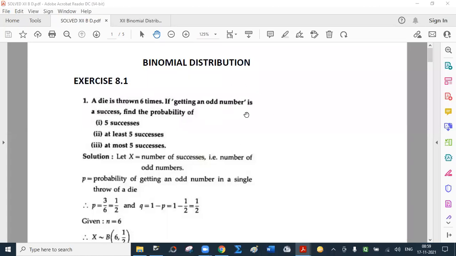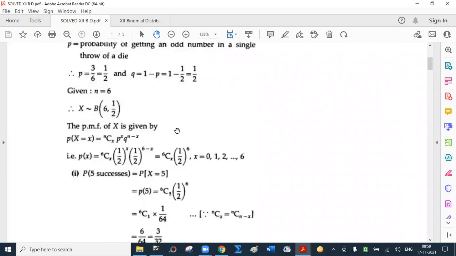Now, first one, exercise 8.1. A die is thrown 6 times. If getting an odd number is a success, find the probability of 5 successes, at least 5 successes, at the most 5 successes. See, they have defined success as what? Getting an odd number. So, how to write the solution?